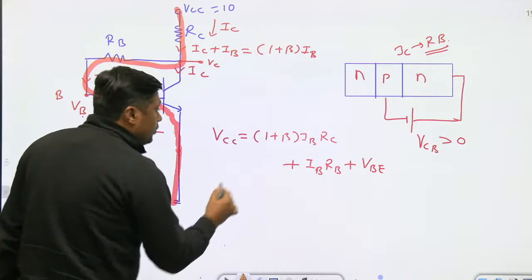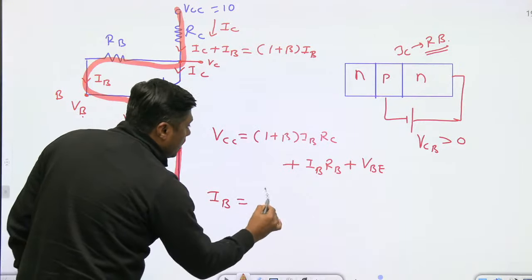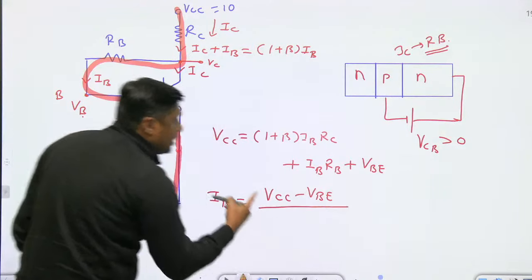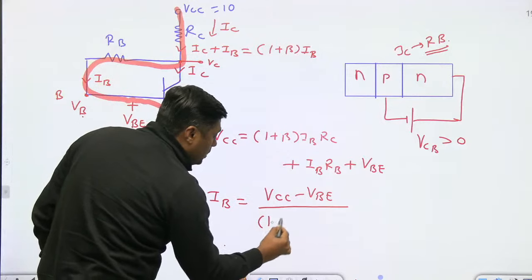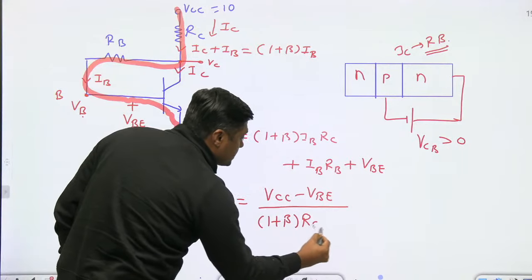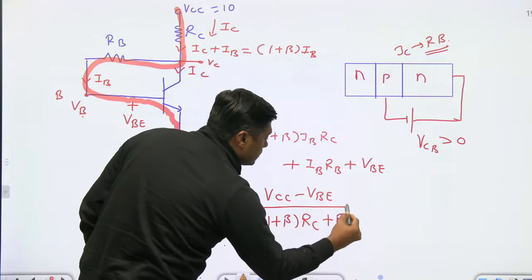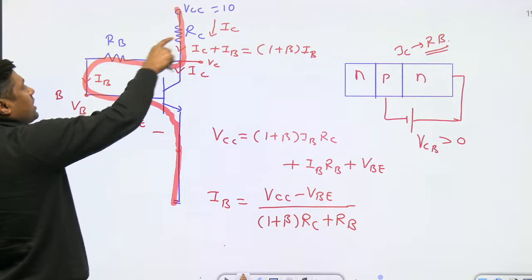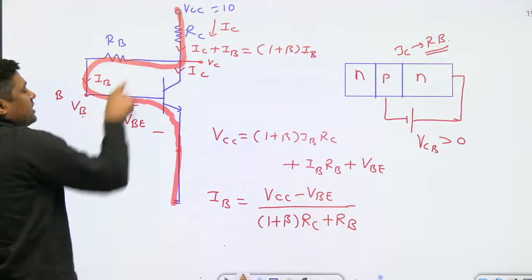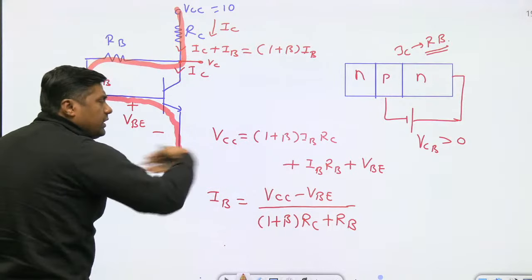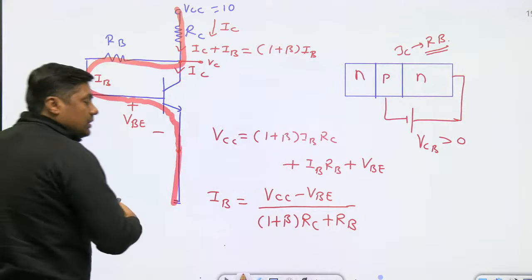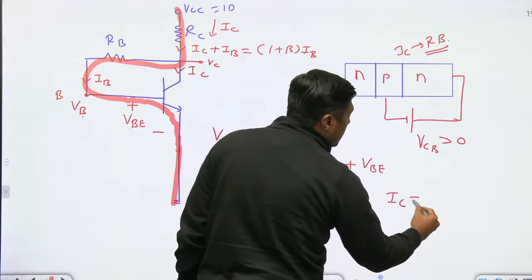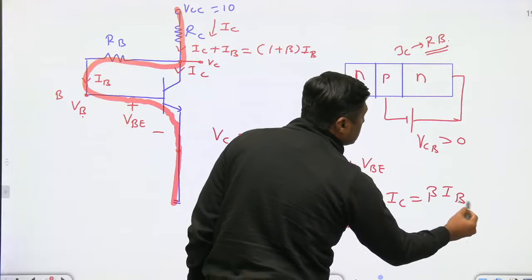Or you can directly write this formula, VCC minus VB, and remember this formula, that is (1 plus beta) times RC plus RB. Because the current is (1 plus beta) times IB, you can directly write (1 plus beta) times RC plus RB, and VCC minus VB. Use this formula, no need to write the KVL. Directly use this formula, get the value of IB, get the value of IC. IC is equal to beta IB.